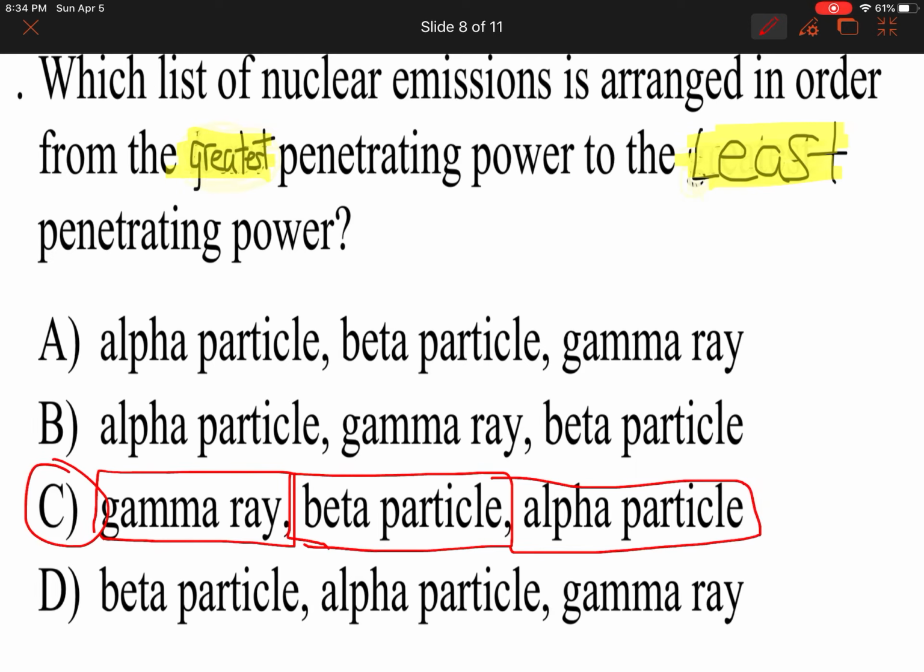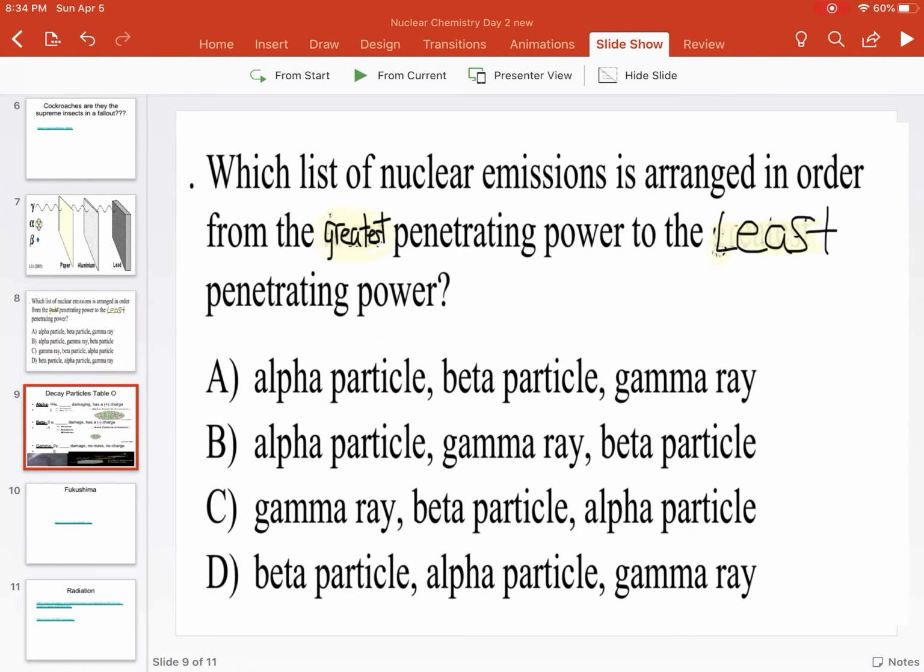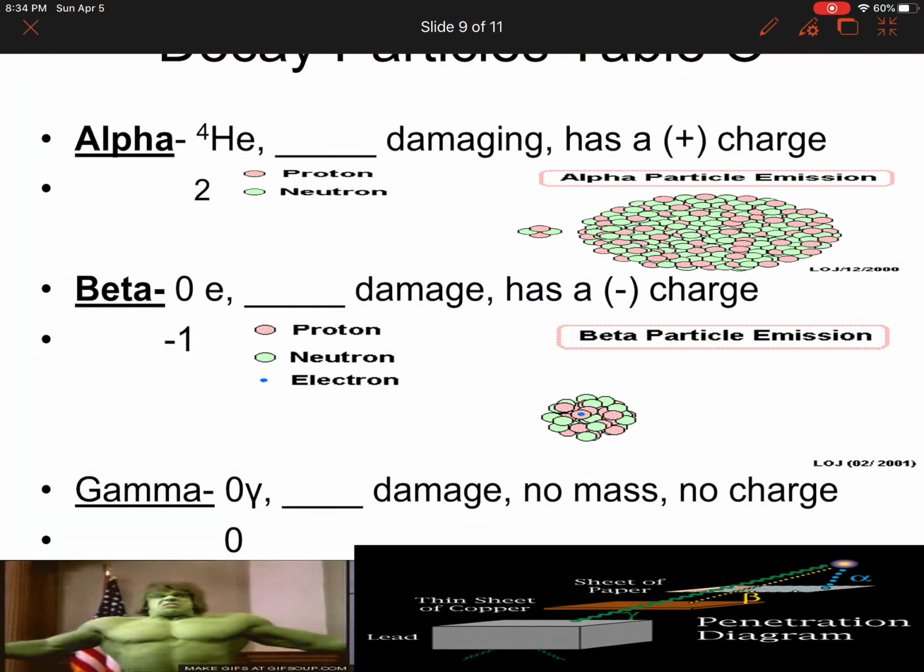Now, if the question said from least to greatest, then that would be the opposite. Then it would be choice A, because alpha is the weakest, beta is the middle, and gamma is the strongest. Okay, let's move on. This is a pretty easy lesson here. All right, let's move on.